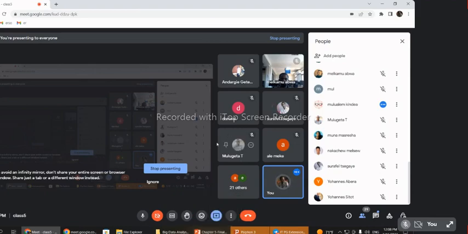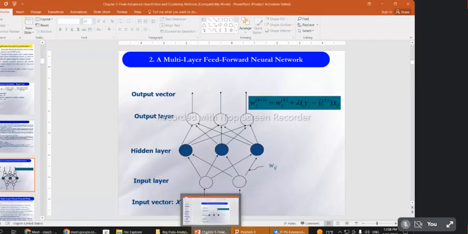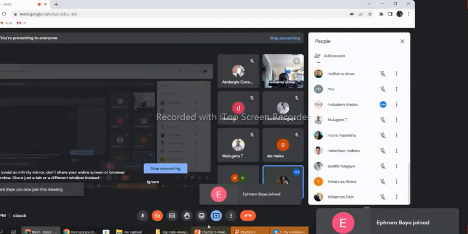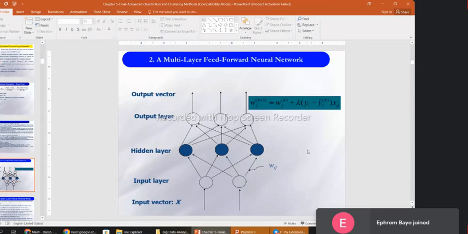You have to be able to apply an appropriate algorithm to your data. For example, you see this multilayer perceptron. It is one of the algorithms that is used for estimating the classification.